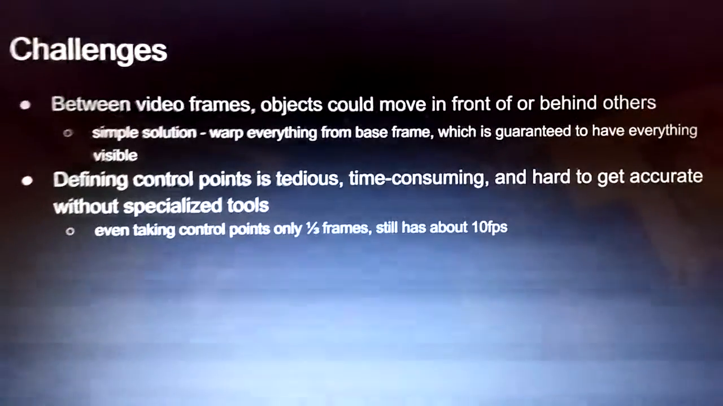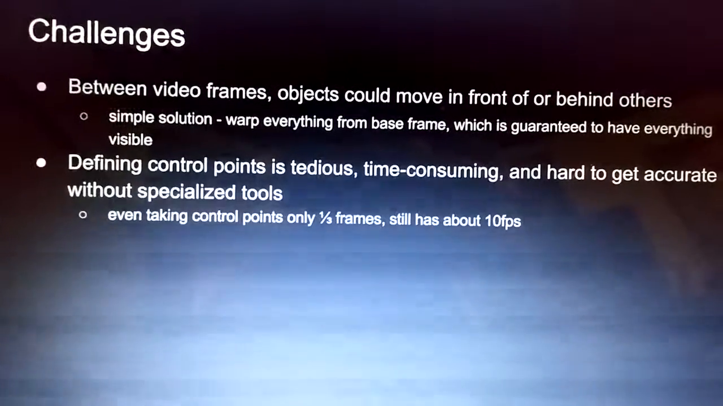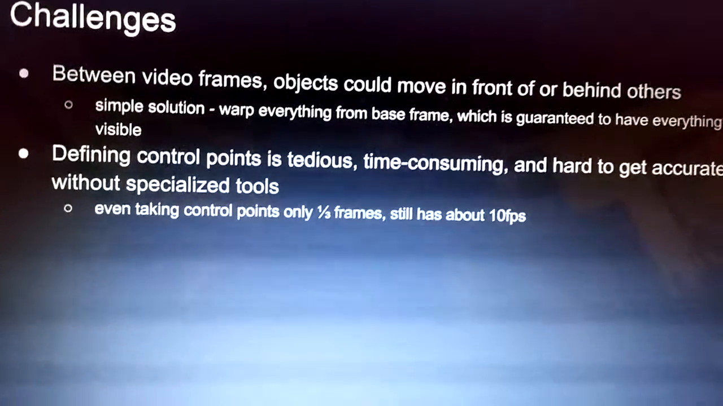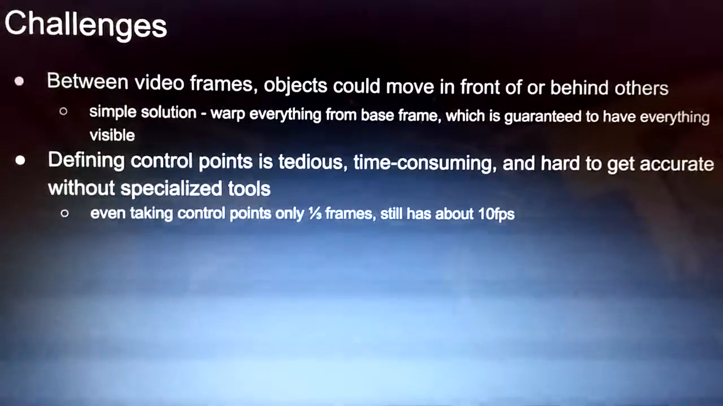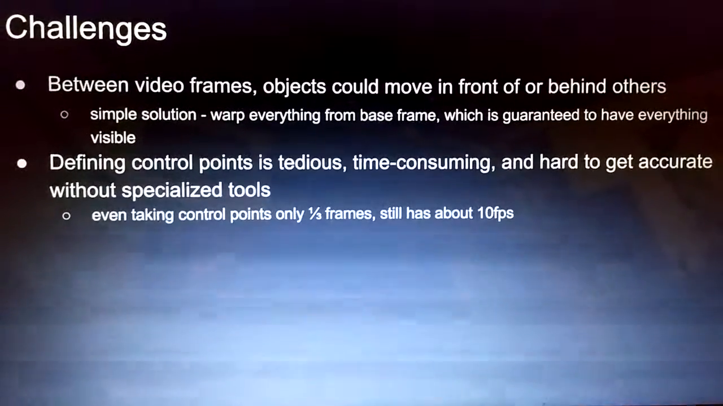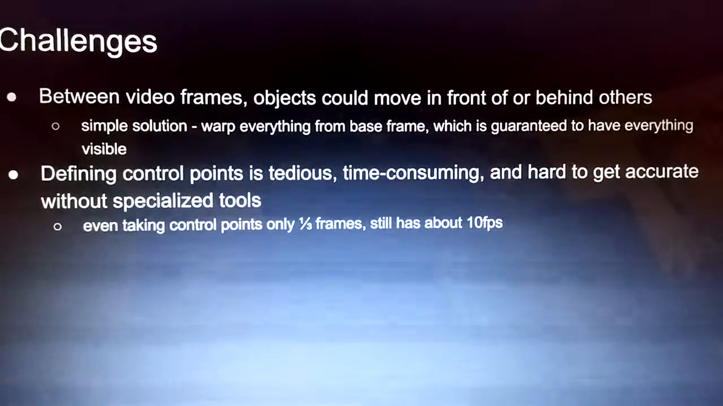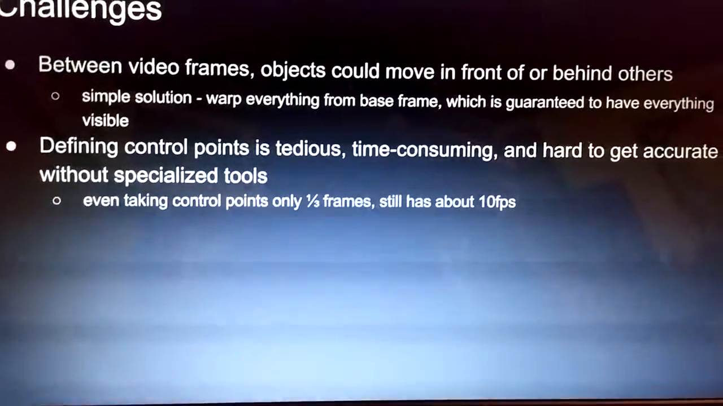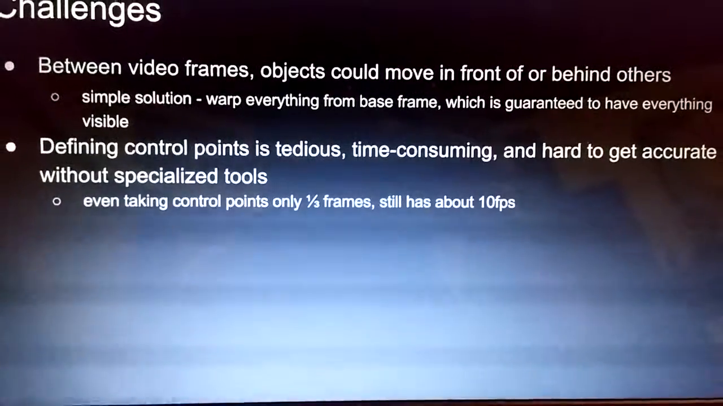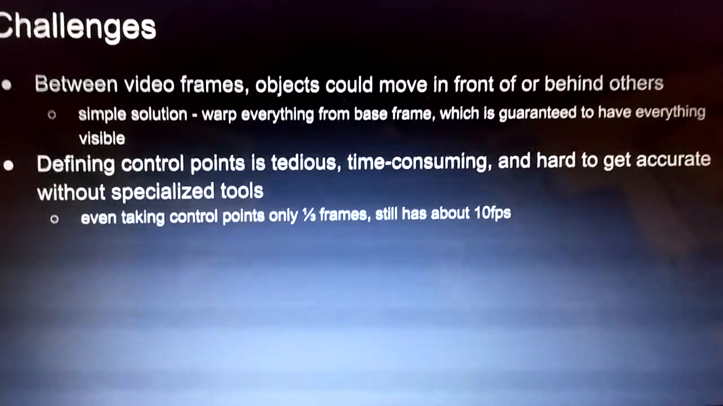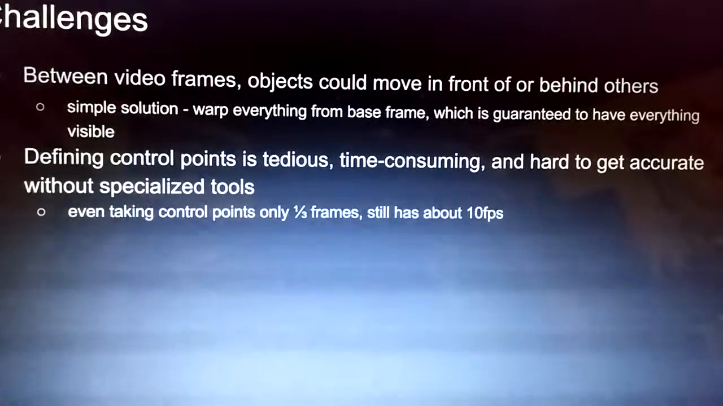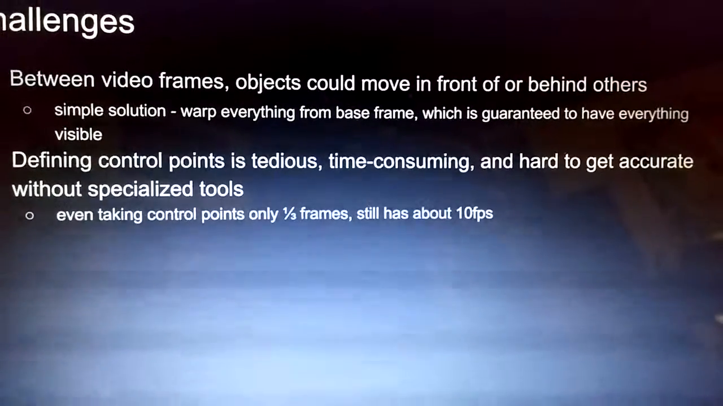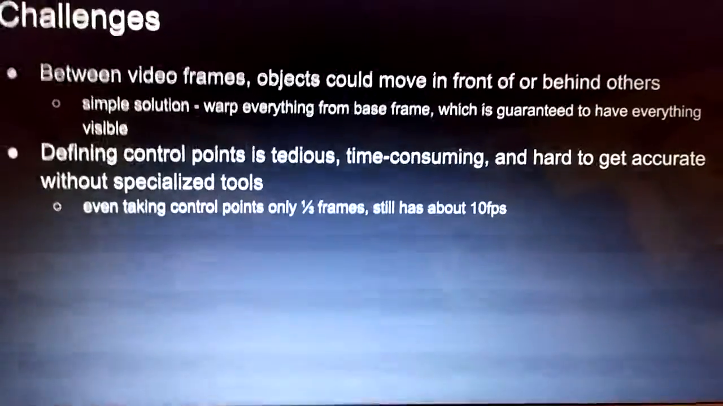Okay, so I ran into a lot of challenges doing this project. The first is that between video frames, because things are 3D, things can move in front of or behind other objects. Sometimes you would have a leg in front of something and then behind something later, and you can't warp from a hidden object to a visible object. So to solve this, I warped everything from the initial frame, which I ensured would have everything that would be visible later.